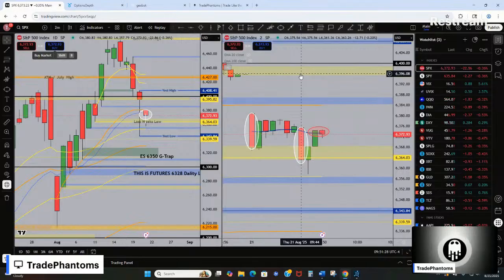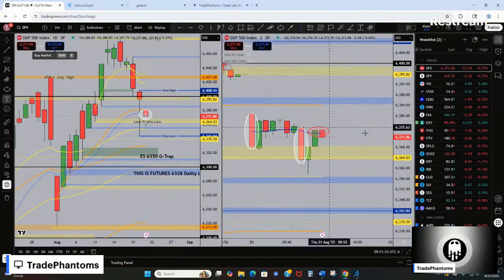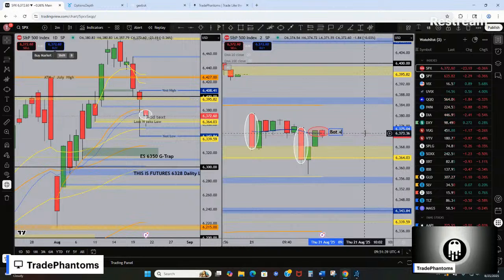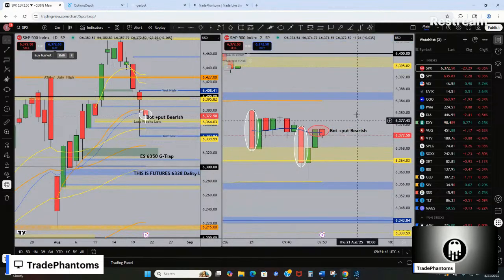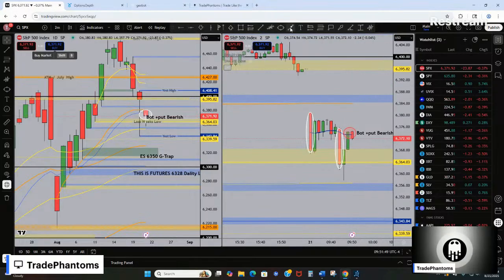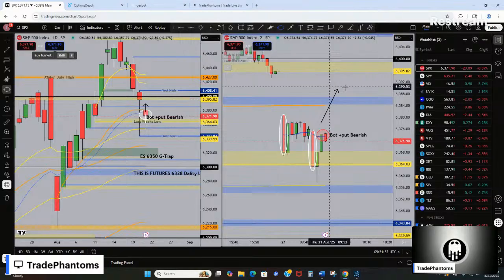Everything's kind of sideways right now, off open, unfortunately for the Mag 7 and others. Right, so this is a bought put, which is bearish. All right, and if this gives out, I'm going to get out. All right.